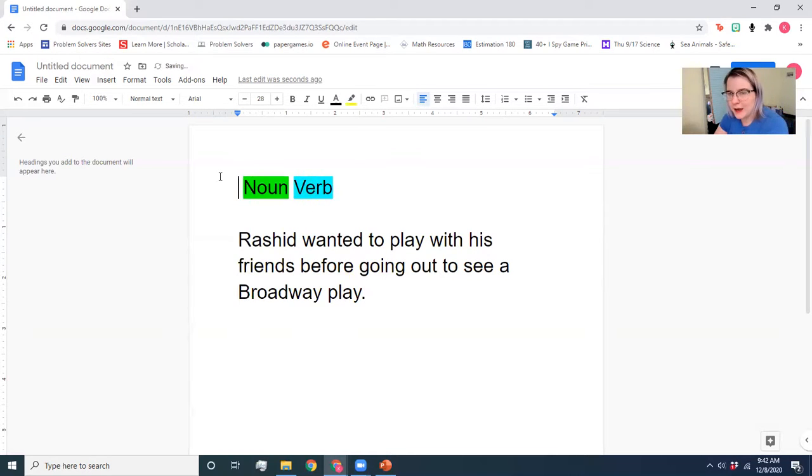Let's just focus right now on the noun and the verb. What word in here do you see twice? Play. So which play is a noun and which play is a verb?